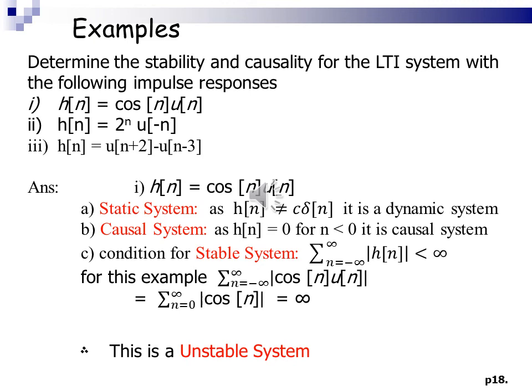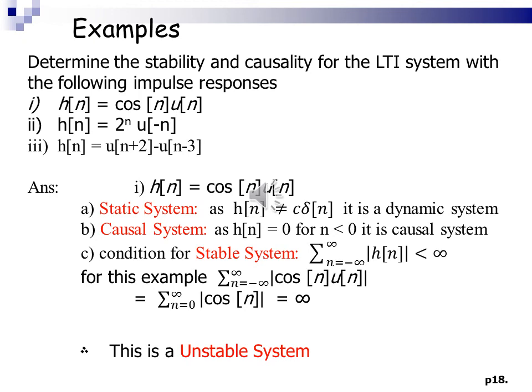So the first is static system. The condition for a static system is that your impulse response h of n must have the nature c del n. So h of n is equal to c del n. That is the condition that we have seen for a static system. But is this system of the form of an impulse? It's a cos wave, obviously it's not an impulse. So h of n is not equal to c del n. That's why it is not a static system, so it becomes a dynamic system.